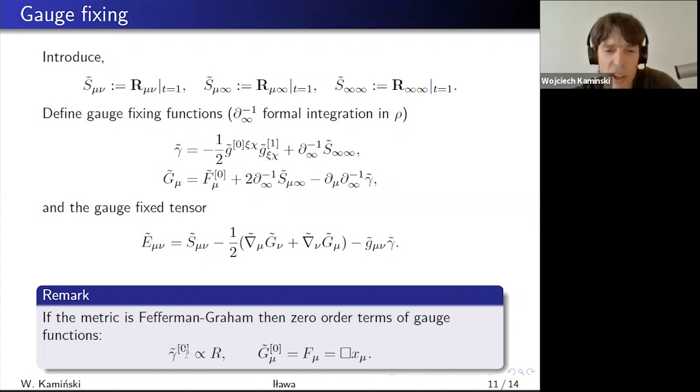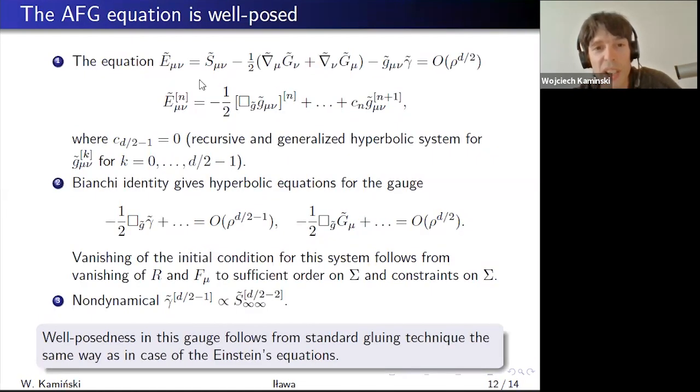So the zero component, in the Taylor expansion of this gamma, is proportional to the Ricci scalar. And the zero component of this G is proportional to this F function. If they are zero, then we are in this Anderson gauge. Okay, and we have this gauge-fixed tensor. It turned out that it looks exactly like the form we had in this GJMS operator. So it's hyperbolic in this generalized sense.